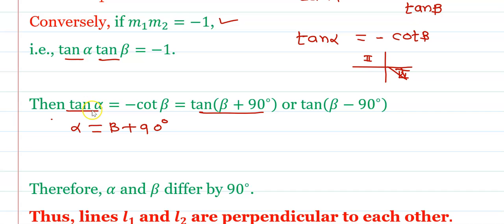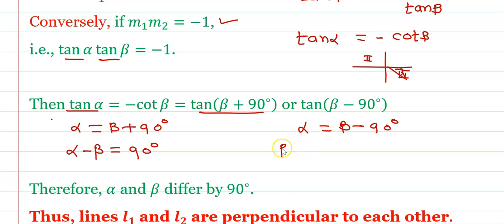What about the next? Next I can write alpha is equal to beta minus 90, and in this way transfer this beta to the left hand side. Therefore alpha minus beta is equal to 90. Transfer this alpha to the right hand side and 90 to the left hand side.